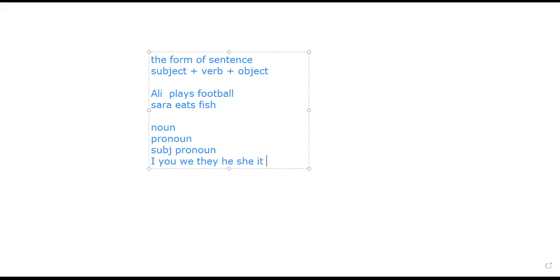Firstly, the subject will be supplied in two parts, noun and pronoun. A noun is the name of places, things, persons, animals. All of this is a noun. Pronouns: the first thing you should know is the subject pronouns. I, أنا; you, أنت; we, نحن; they, هم; she, هي, for a girl or female; he, هو, for a boy; it, لغير العاقل. All of these are subject pronouns, okay?